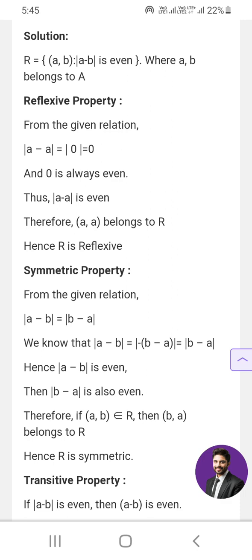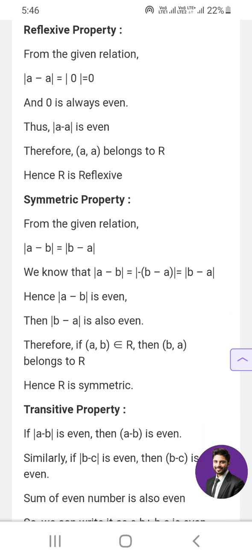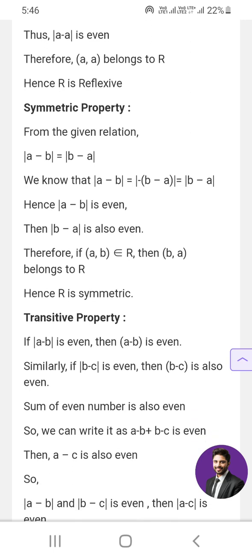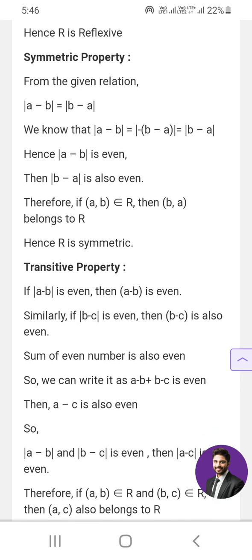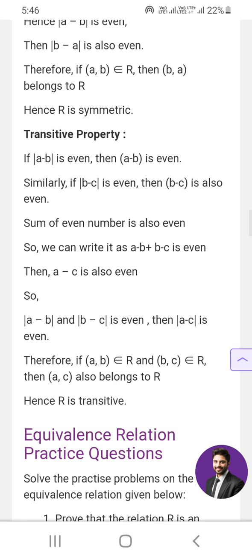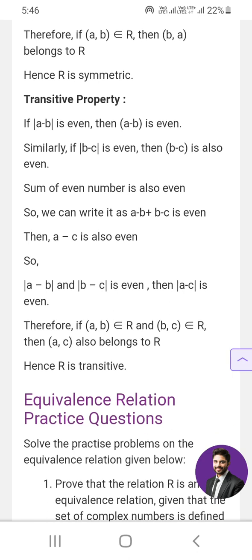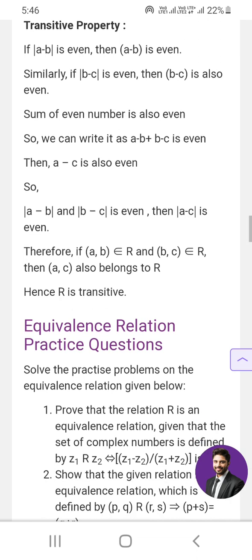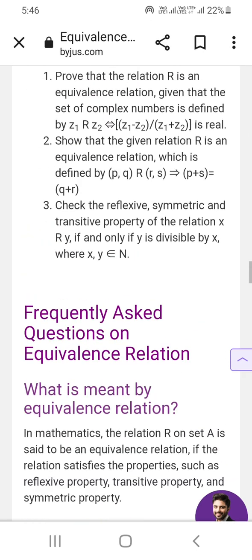Here R is reflexive. For the symmetric property from the given relation, a minus b equals minus of (b minus a). We know that a minus b is even, so b minus a is also even. Therefore if (a, b) belongs to R, then (b, a) belongs to capital R. Hence capital R is symmetric. For the transitive property, if a minus b is even and b minus c is even, then the sum (a minus b) plus (b minus c) is also even. Equivalence relation practice questions.